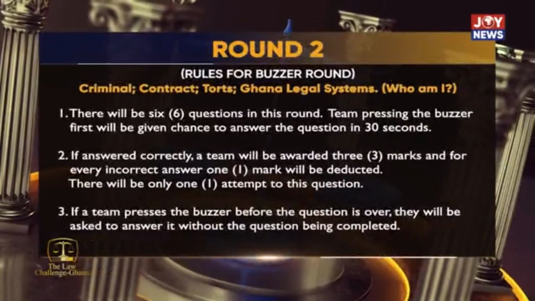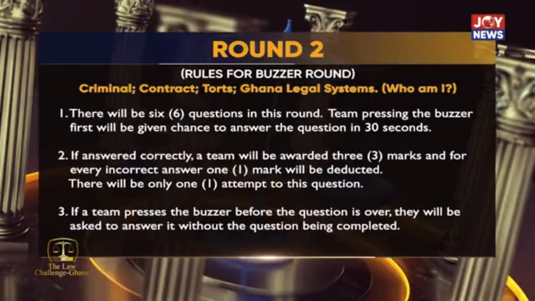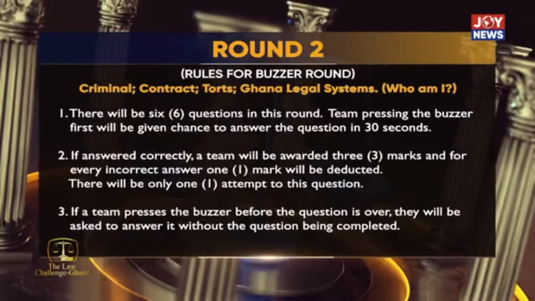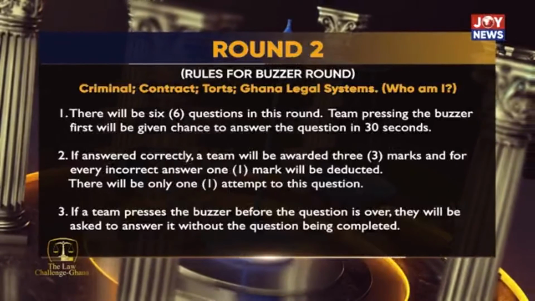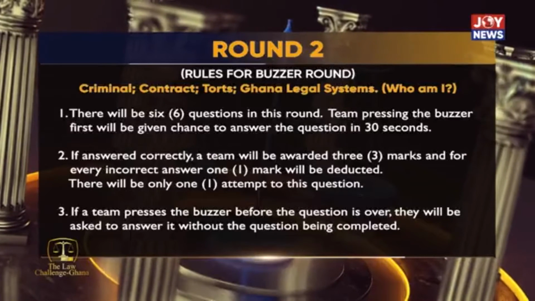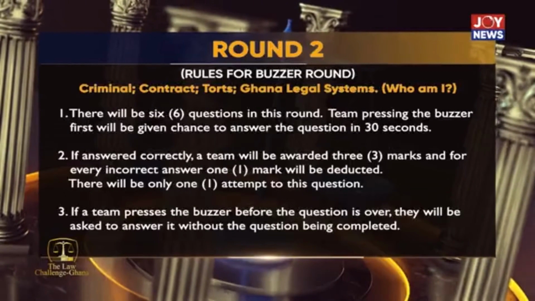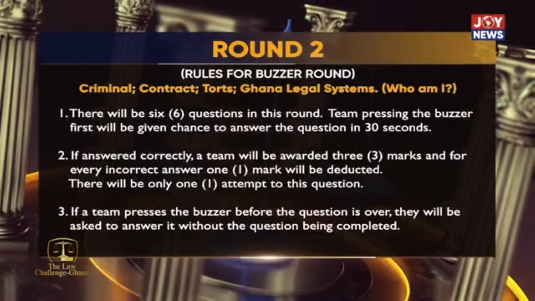The Law Challenge. We now move to round 2, which is the buzzer round. There will be 6 questions in this round. You only press your buzzer, and within 30 seconds, tell me if you know the answer to the question or the statement that I'm reading. I don't have to complete it. If you do so, you will be awarded 3 marks. For every incorrect answer, 1 mark will be deducted from you, and there will be only 1 attempt in this quest.